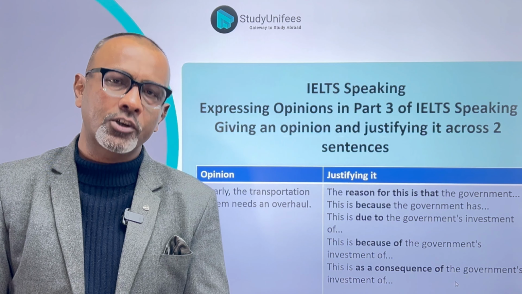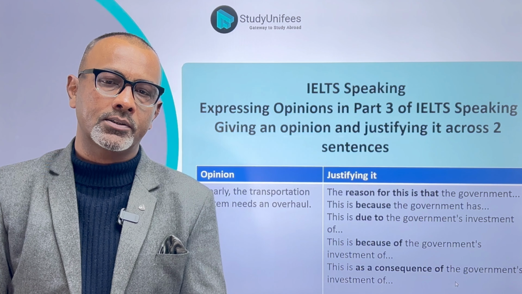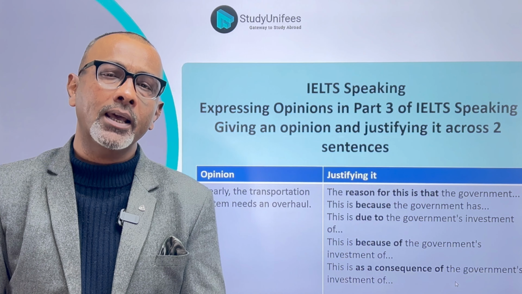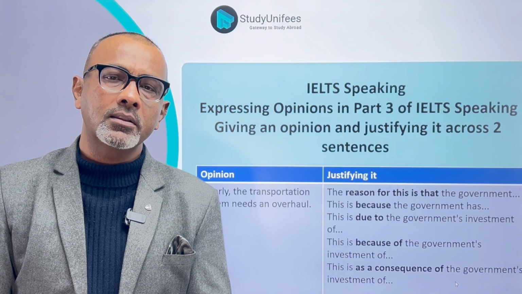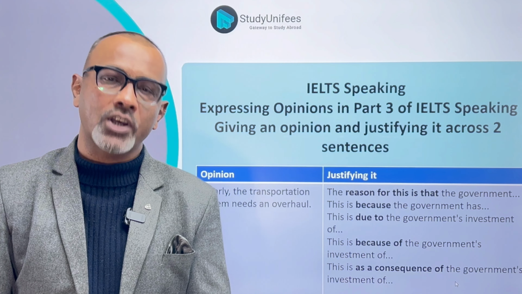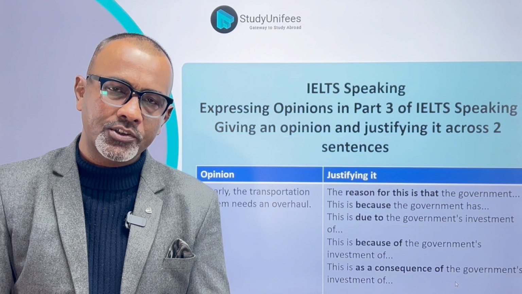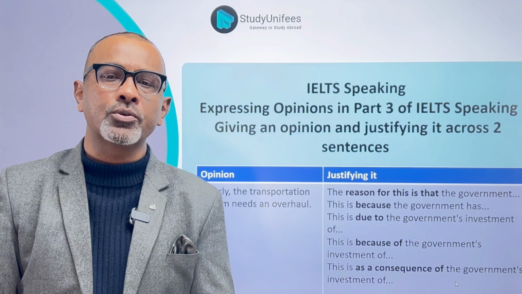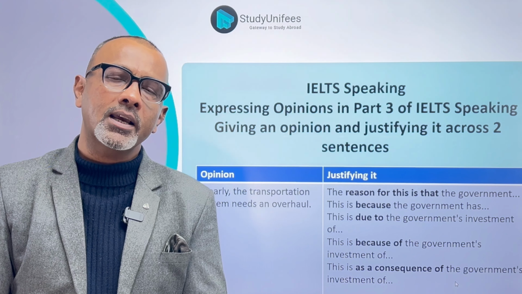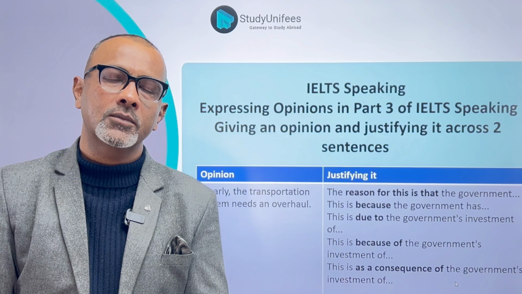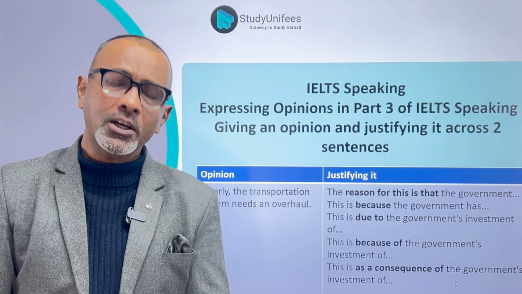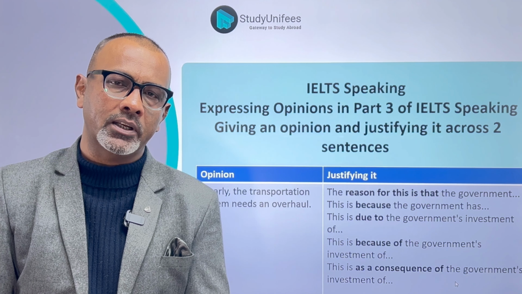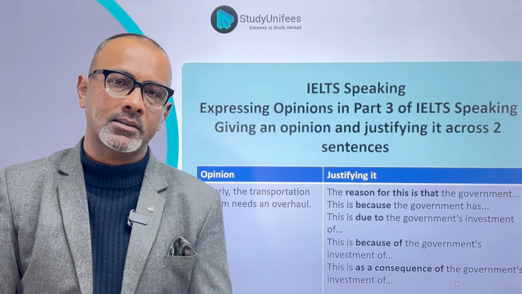Another way to express an opinion is to do it across two sentences. First, use a signaling word like clearly. Express your opinion and end the sentence. Then start the next sentence with signalers of justification, for instance, like the ones you see on the board. The reason for this is that, this is because, this is due to, this is because of, this is as a consequence of. So, to express your opinion and to justify it, you can do it across two sentences, or as we have seen previously, you can do it across just one sentence.